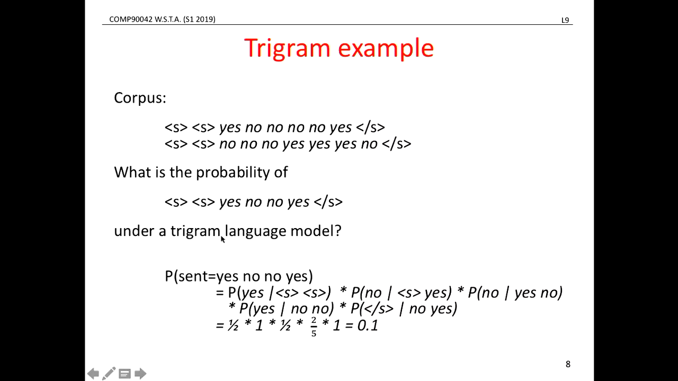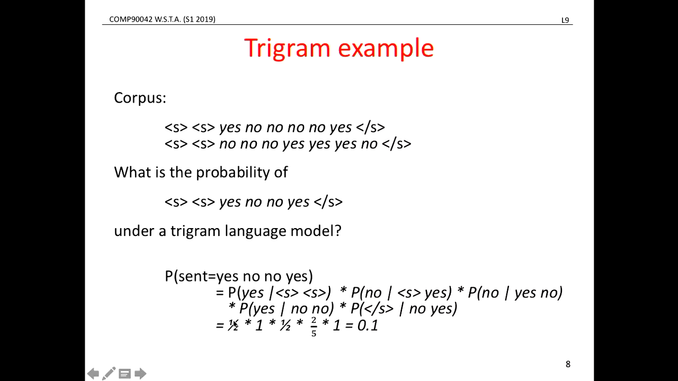So then the next one is start, yes, generating no. So start, yes, generating no, and so on. We slide this all the way across, and our last one is generating this stop symbol, given that we have a no yes context.